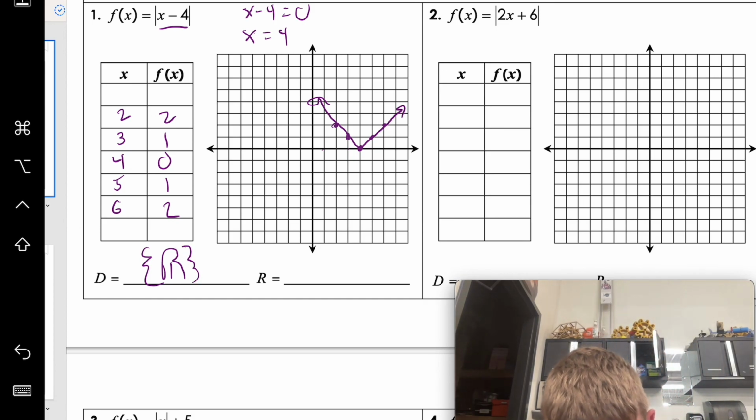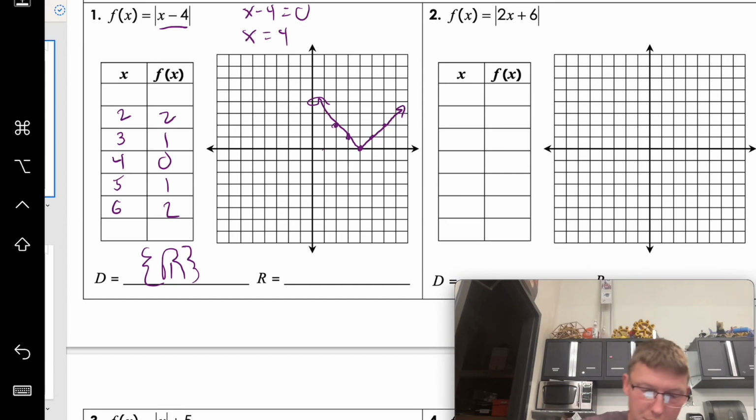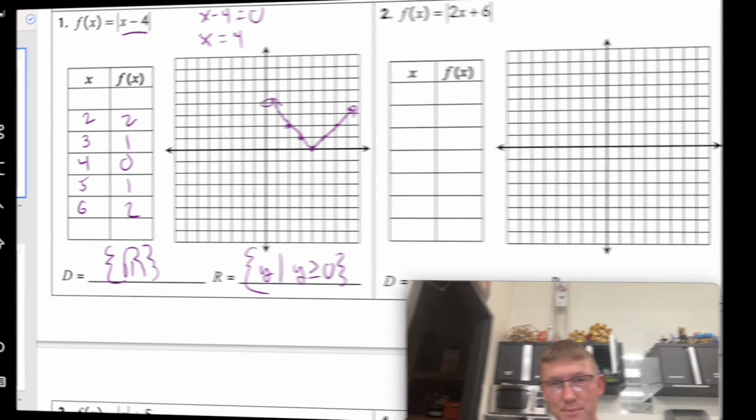Most absolute values are all real numbers. And we know that because we can pick any x that we want, and it does cross the absolute value at some point. And our range, it's going to start right there and go up. So we're going to say y such that y is greater than or equal to 0. So that's generally how you graph.